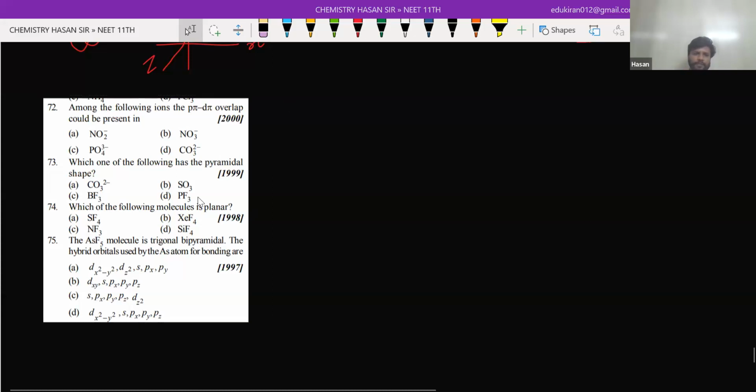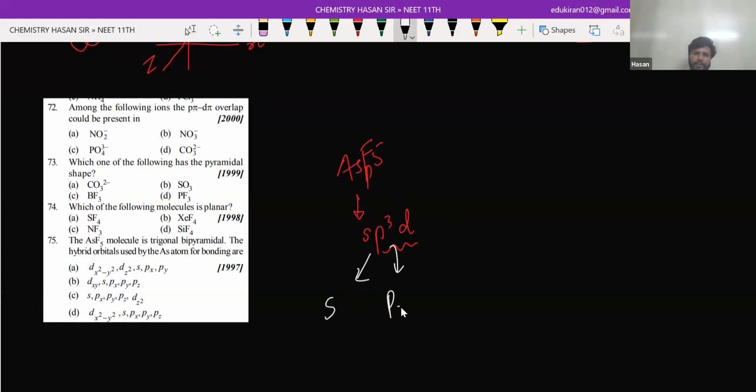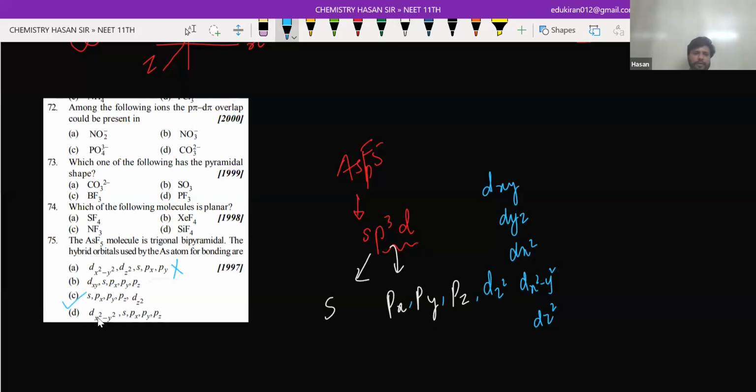Now 75. You know that SF5 has sp3 hybridization. That means s is there and 3p, that means px, py, pz will be there. Is there any pz? No. So this will not be the answer. And out of dxy, dyz, dxz, dx square minus y square or dz square, we use dz square. So the correct answer will be C. Okay, sir. Is that clear?